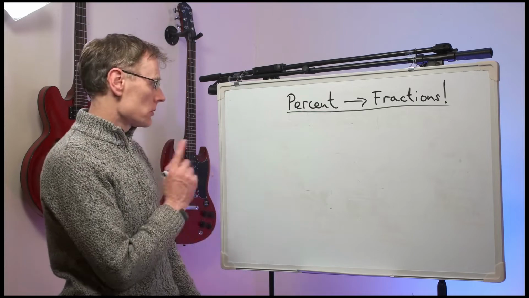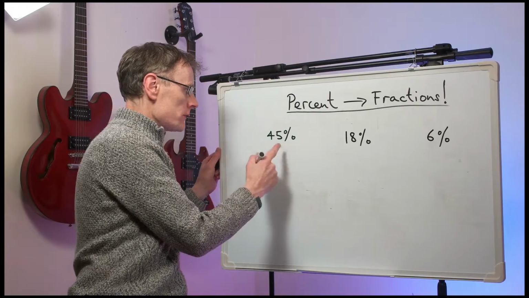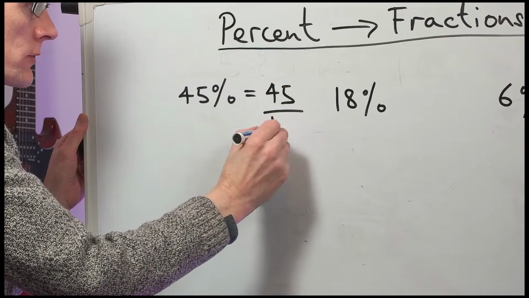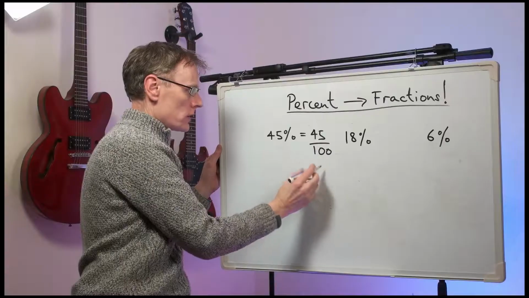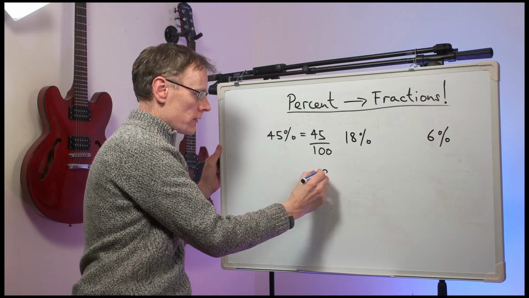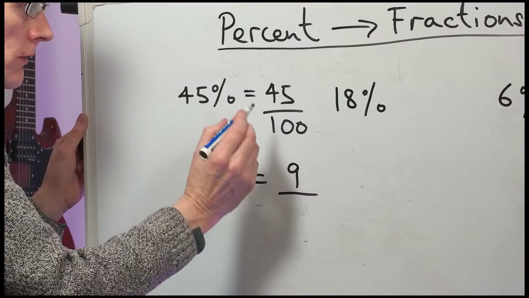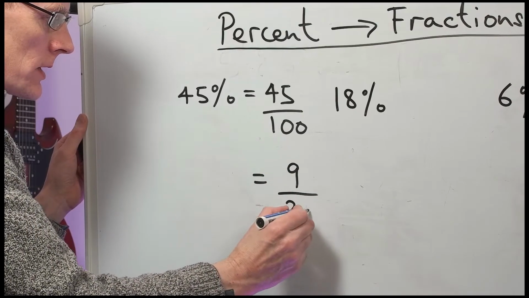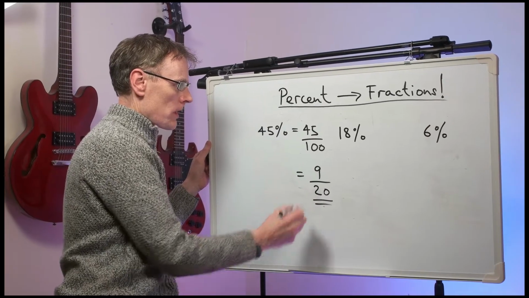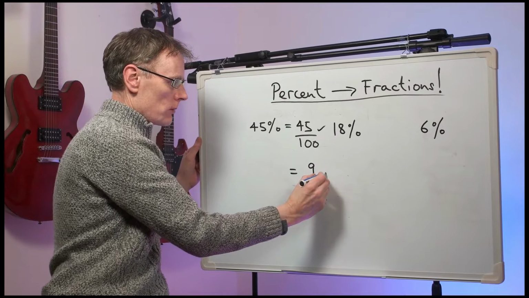Here are some more examples. 45%, that means 45 out of 100. We can divide the top and bottom by 5. 5 into 45 goes 9 times, and 5 into 100 is 20. 9/20ths. We get 1 mark for our working and 1 mark for our answer.